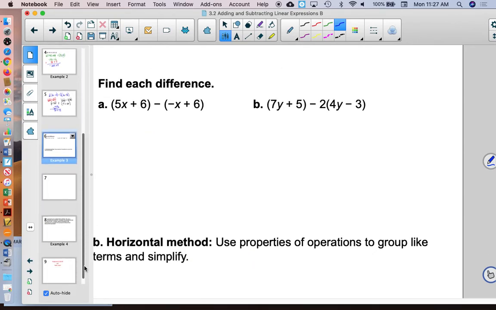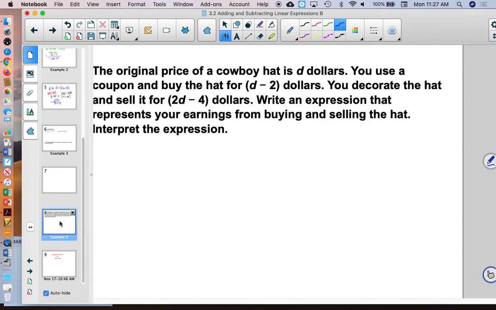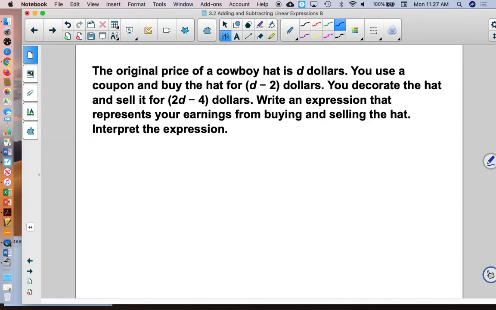Yeah, I don't want to do that. Let's go to this one. Story problem. The original price of a cowboy hat is $D.